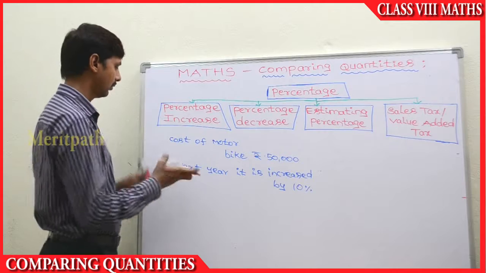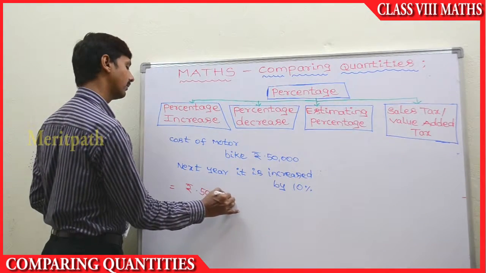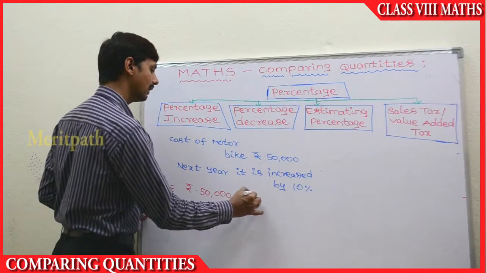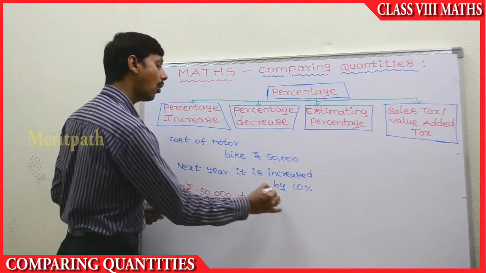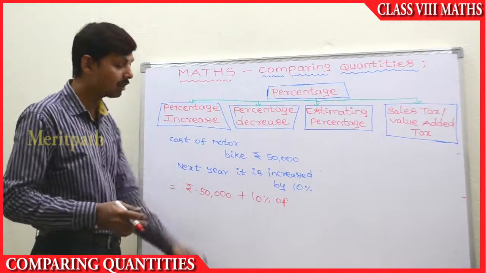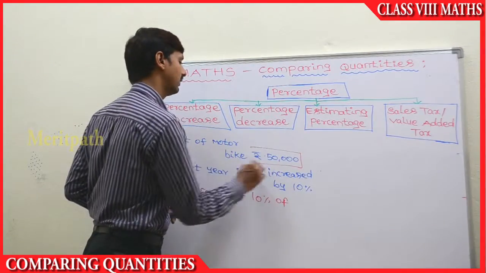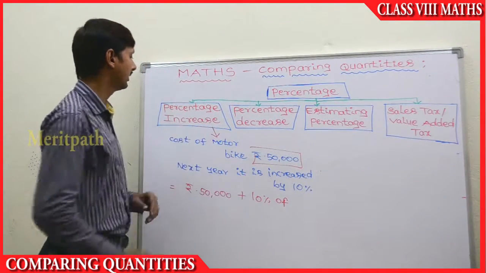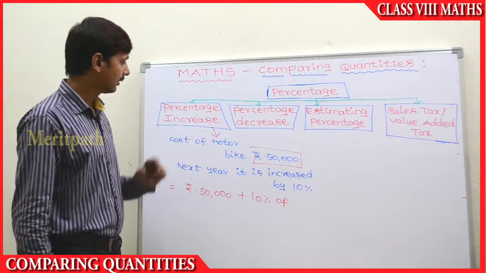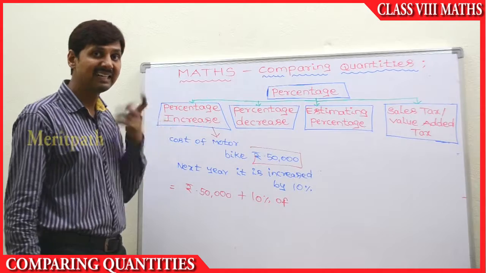Let's find out. We need to take that amount, 50,000 rupees, and increase it by 10%. Previously the amount of the bike is 50,000. We are discussing percentage increase now. So the motorbike cost is 50,000, and the cost is increased by 10%.